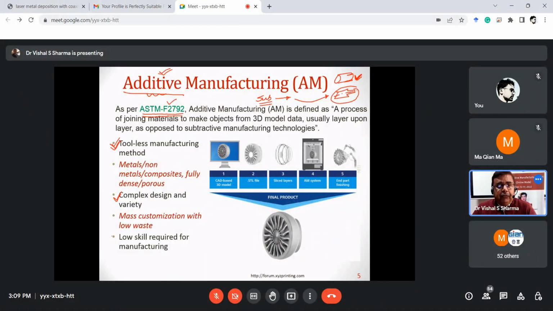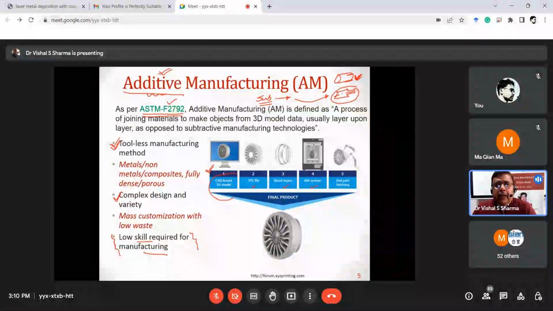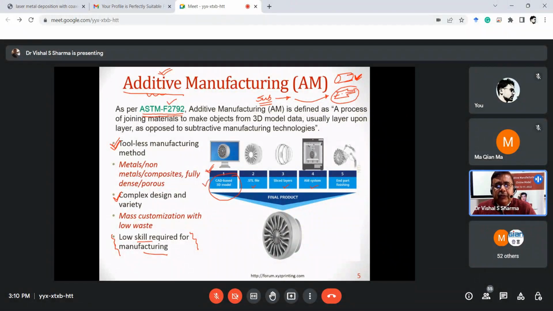Most importantly, the motivation for me to add another domain to machining was that it requires very low skill. You should only be able to draw, to create a part, to do 3D modeling using any CAD software, and the intermediate steps, generating STL files, slicing, and finally printing on a 3D machine, are done by the computer very easily. So the only skill you need to work in additive manufacturing is that you should be able to create CAD models.